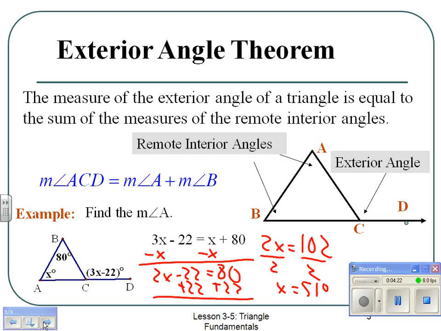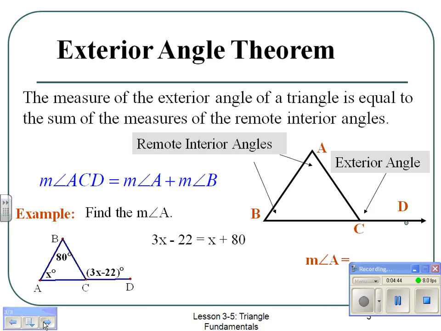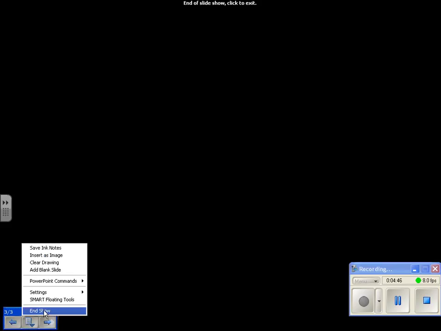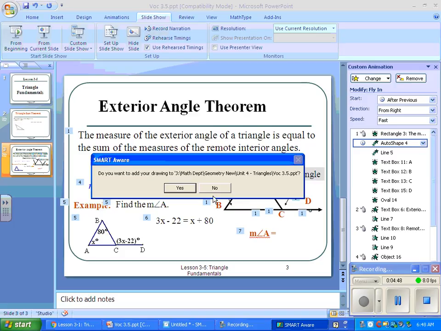If I had asked for the exterior angle, I have a couple of ways I could have found that. I could add the 80 and the 51 from angle A, or I could plug in 51 in this outside equation to see what it is, or I could do both, and that would be a great way of checking it. So that's the exterior angle theorem. So now, let's look at some more examples.